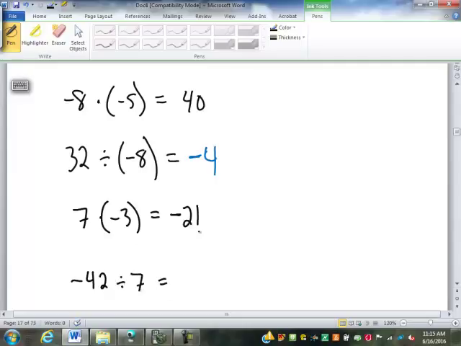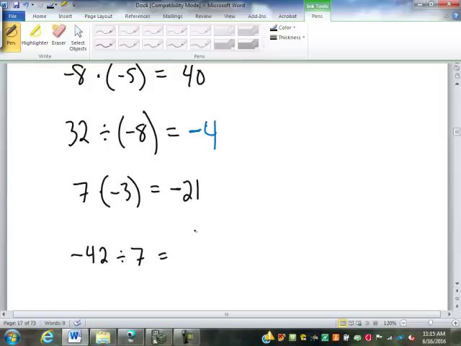Positive or negative? It'll be a negative, because a negative divided by a positive would be a negative. Remember, if there's one of each, it'll be negative when you're multiplying or dividing. And 42 divided by 7 is 6.